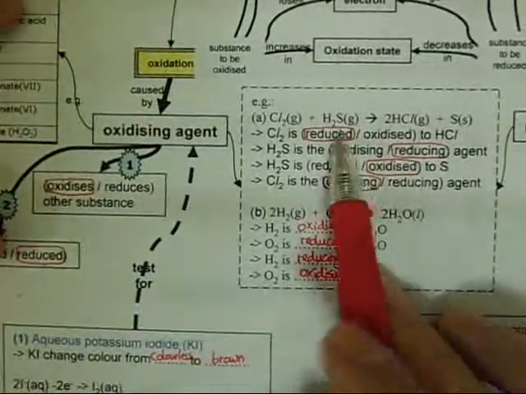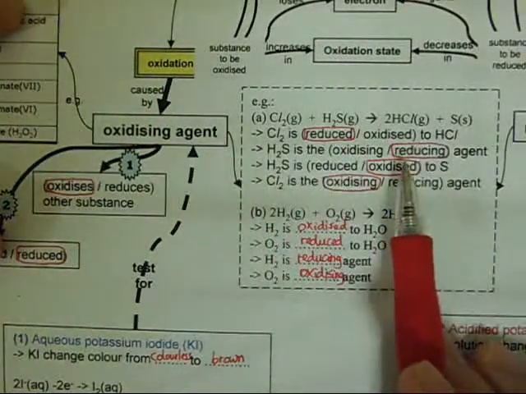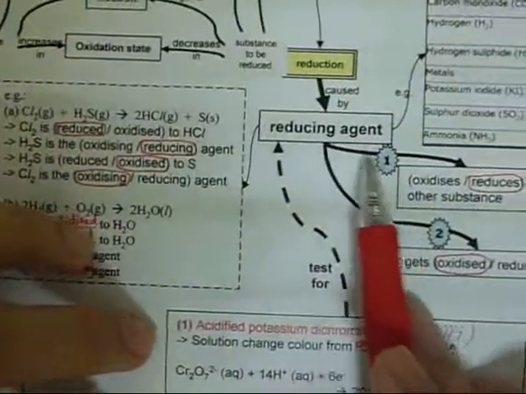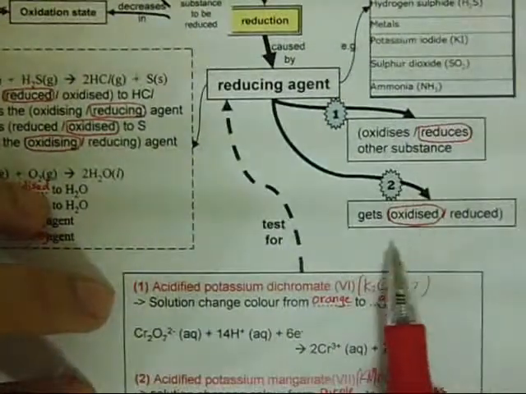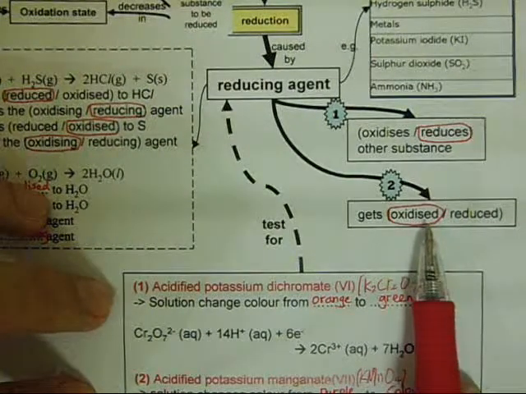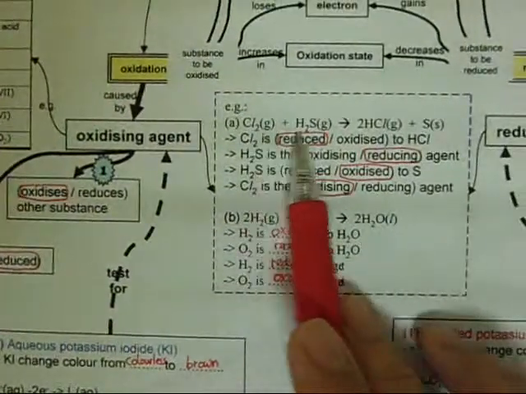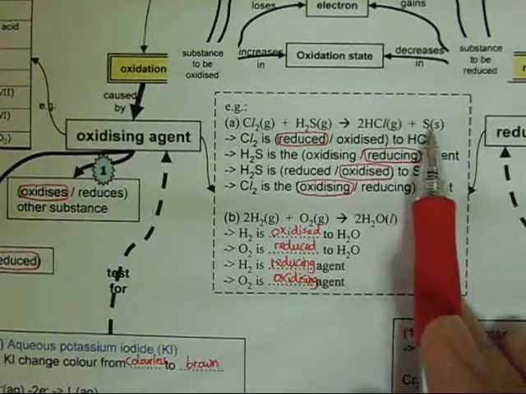Now let's look at the example here. So reducing agent will be the other way around. Reducing agent reduces other substance, it itself gets oxidized. Let's look at the example here. Cl2 and H2S become HCl and S.